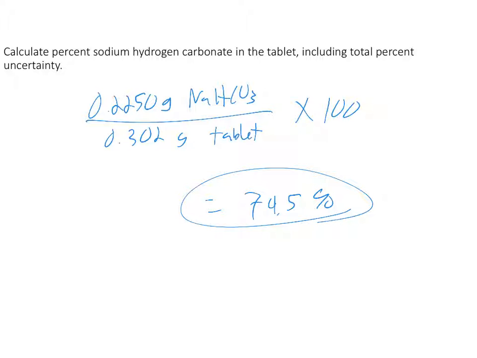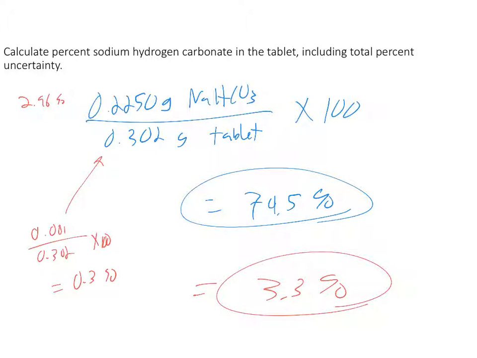So in terms of uncertainties, this was 2.96%, and this 0.302 is 0.001 divided by 0.302 times 100, which is 0.3%. So now I have 3.3% uncertainty overall. So I know my tablet is 74.5%, plus or minus 3.3% of the 74.5%.